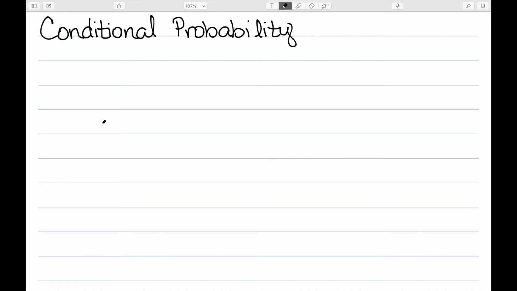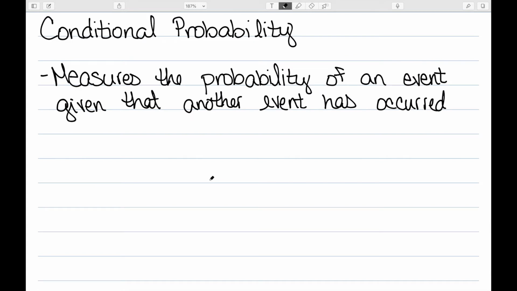In this video, I want to talk about conditional probability. Conditional probability measures the probability of an event, given that either by assumption, presumption, assertion, or evidence, another event has occurred. As an example, let's suppose that the probability that any given person has a cough on any given day is 5%.